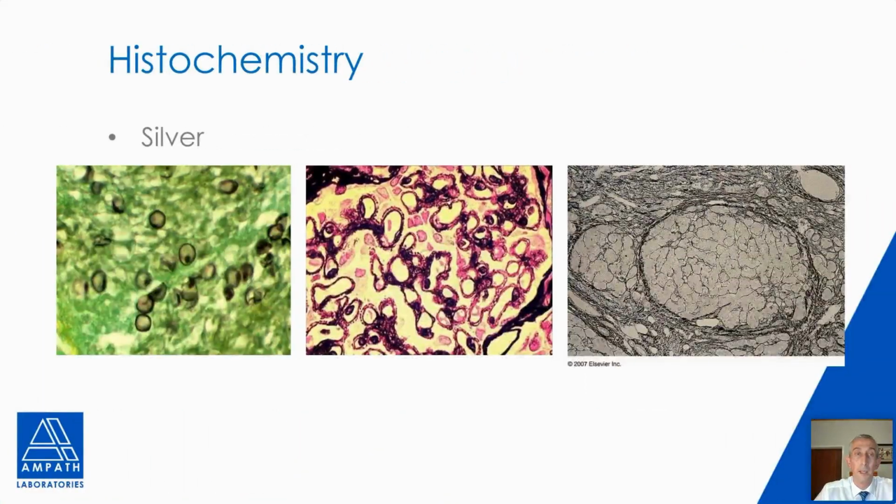Silver staining. On the far left, our Grocott stain identifies crescent-shaped and cup-shaped cysts of Pneumocystis jirovecii in a lung biopsy. In the center, a silver stain can demonstrate the thickness of the basement membrane in a renal glomerulus, in a case of membranous glomerulopathy. And on the right, our reticulin stain enables one to view the trabecular network of a hepatocellular carcinoma.